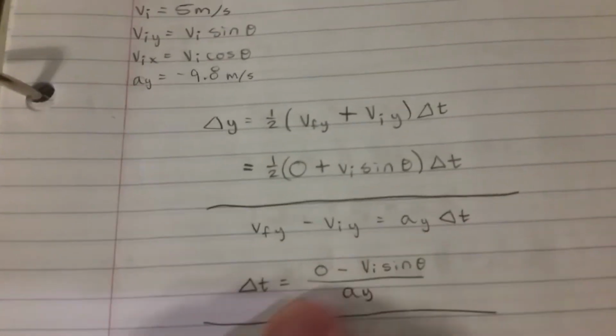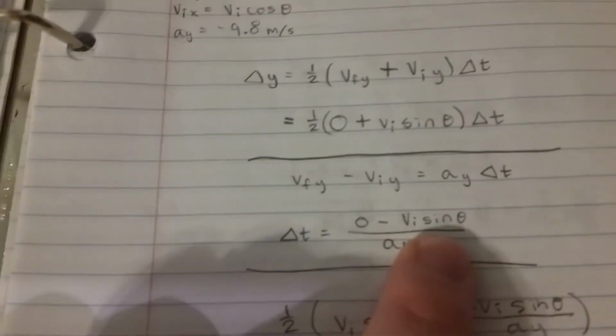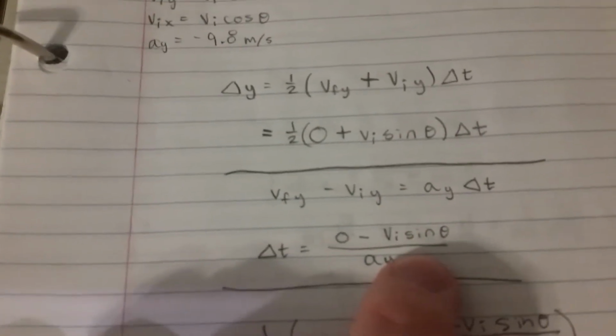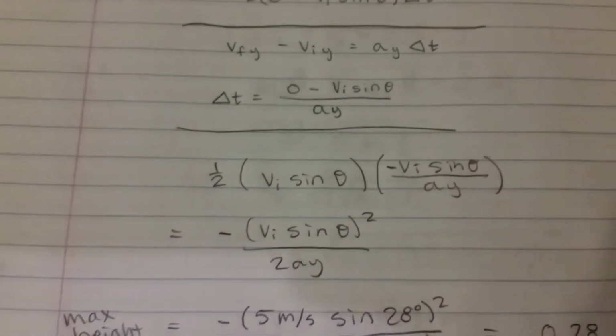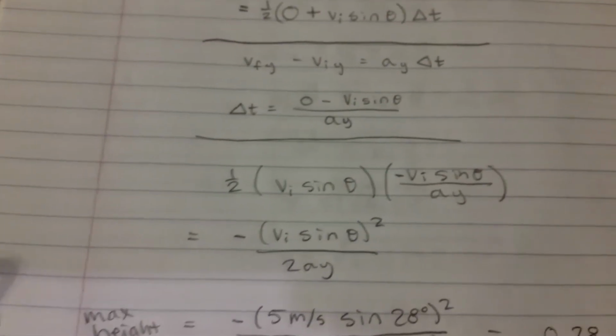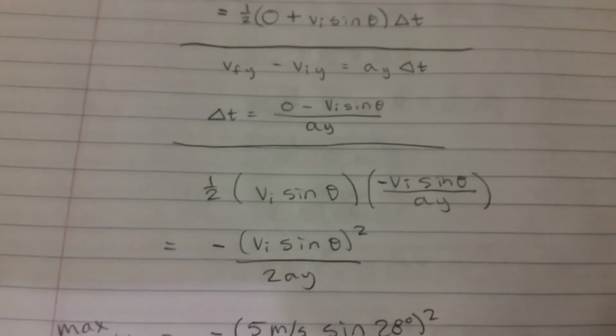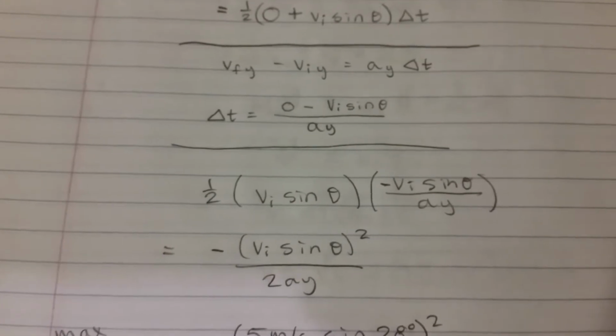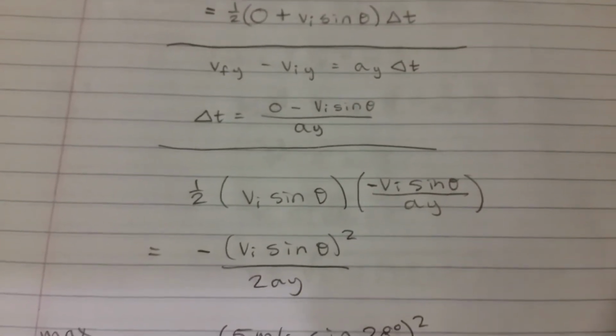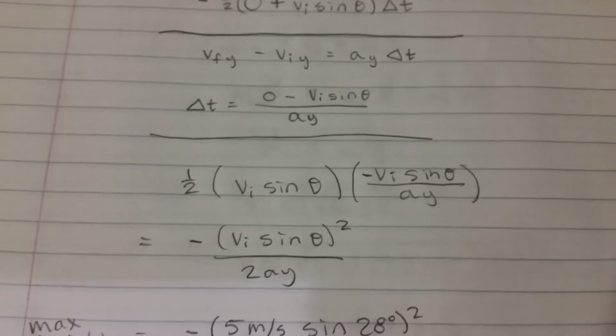So we solve for the change in time, which we get as negative initial velocity sine of theta over the acceleration in the y direction. But then we take those two equations and put them together. We get 1/2 initial velocity sine of theta times negative initial velocity sine of theta over the acceleration in the y direction.